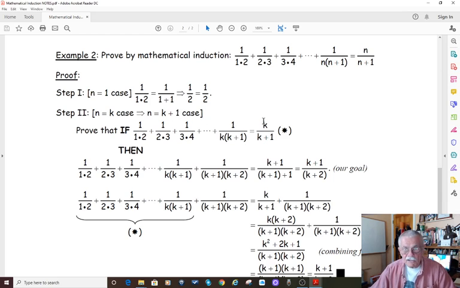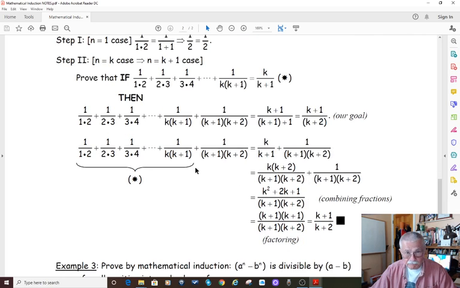So here's the kth case, which we assume is true. And then we add the next term. And the next term, well, this is our goal. The next term would look like this. I'm replacing k by k plus 1. So this becomes k plus 1. K plus 1 becomes k plus 2. And we want to show that we get this expression where k is replaced by k plus 1. So let's see what happens.